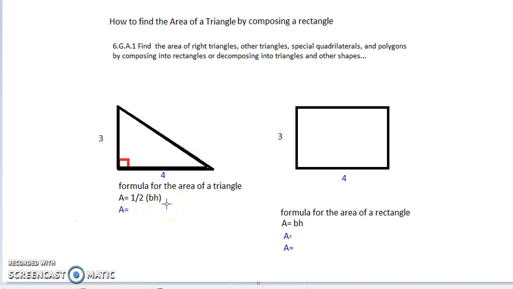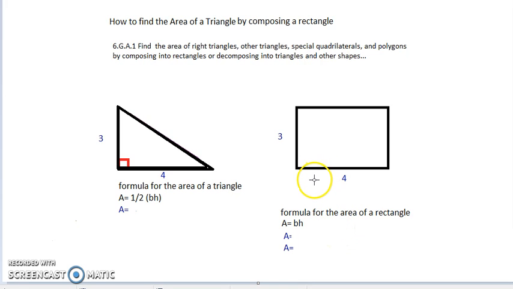Now in order to understand why this formula works, let's go back to the formula for a rectangle. And we should always understand why things work in math. We shouldn't just memorize formulas, we should know why they work. So the formula for the area of a rectangle is base times height.